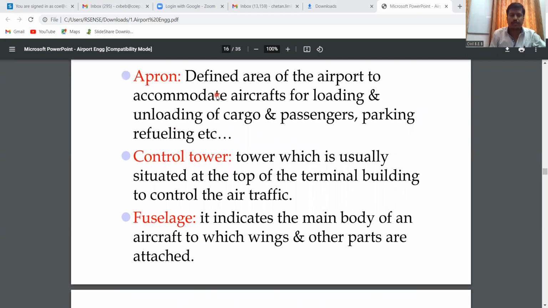Apron, as I told you, what is apron? It is the defined area of the airport to accommodate the aircraft. What is the place where aircraft are parked called? Apron. Okay, airport parking. This area is basically used for the loading and unloading of cargo, passengers, parking and refueling.